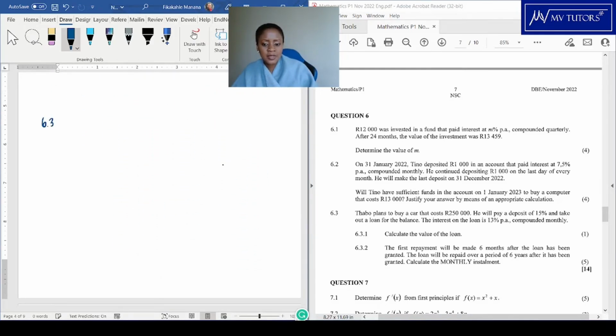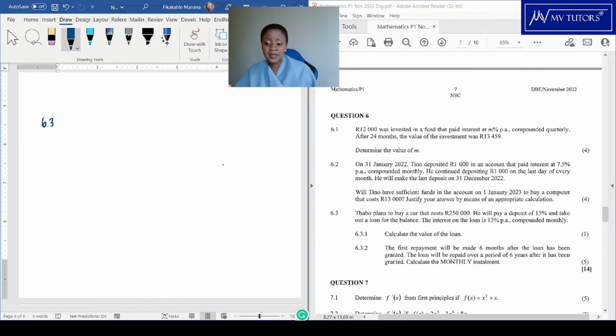And we can go now to 6.3. It says Tabo plans to buy a car that costs 250,000. By the way, cars that cost 250,000 in this day and age, you're like, what? But I want a Golf. No, you can't get a Golf for 250. Well, it depends how old it is. Anyway, so Tabo plans to buy a car that costs 250,000 Rand.